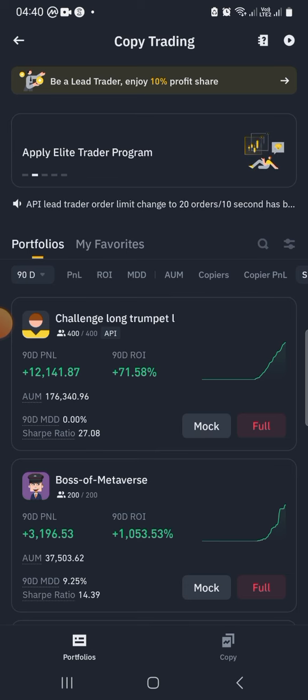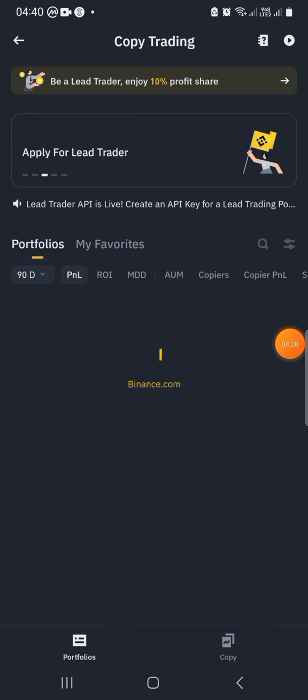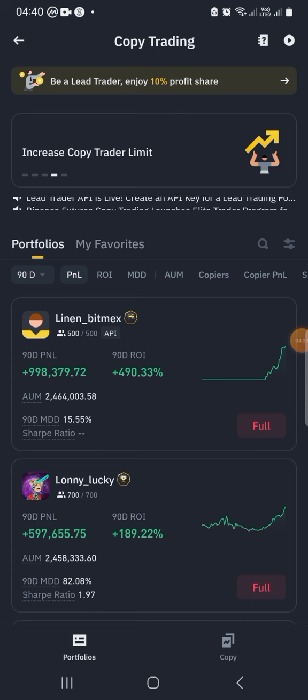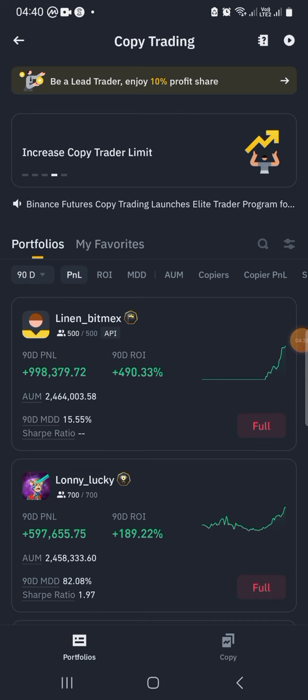Now you can look at various parameters. When you toggle to the time frame and click on maybe profit and loss, it's going to arrange the traders with the highest P&L in 90 days, right?